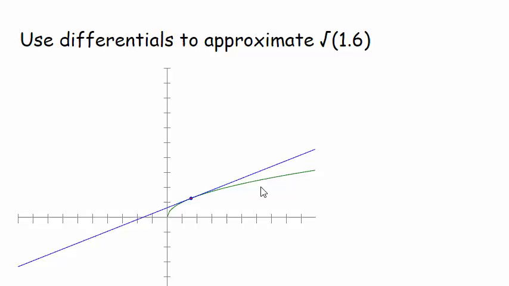Now, if you're wondering what this picture is all about, I'll tell you. First off, this green curve is actually f of x equal to the square root of x, the graph of the square root of x. Now this right here is the tangent line at the point 1.6.